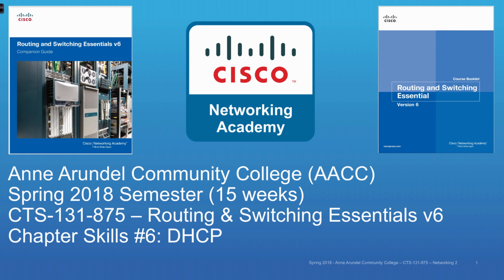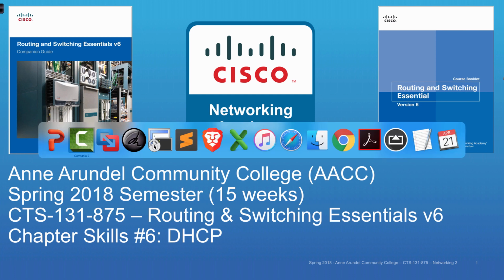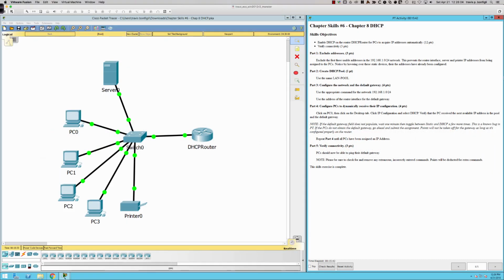This is going to be a Packet Tracer tutorial on our Chapter Skills number 6 activity, and it's going to be focusing on DHCP. So let's go ahead and dive in and take a look at our topology. We've got a printer, a server, a single switch, some PCs, and a DHCP router. Now, we're going to enable DHCP on the router for the PCs to acquire an IP address automatically.